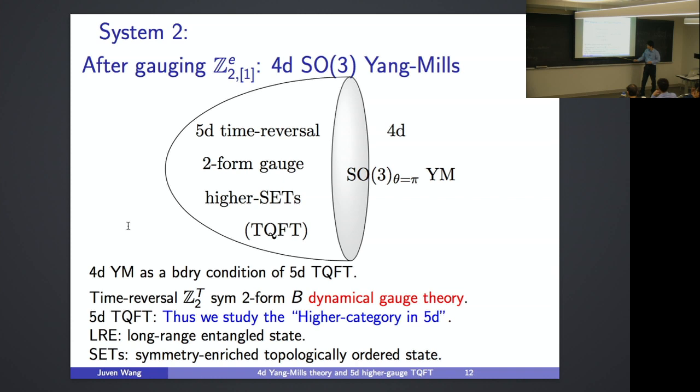So I want to study this 5D TQFT, and I suppose mathematicians would like to call this a higher category version of something in 5 dimensions. This will be long-range entangled states. This will be symmetry-enriched topological, SET, states.